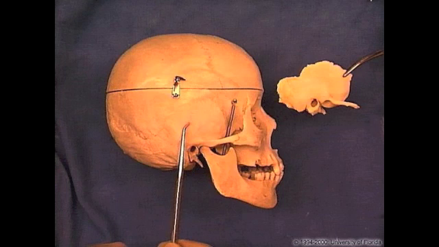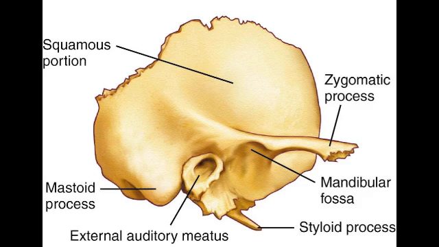The temporal bones are inferior to the parietal bones, and they encompass the area around the ears. The primary landmarks include the zygomatic process. Inferior to the zygomatic process is the mandibular fossa that articulates with the mandibular condyle on the lower jaw. The external auditory meatus is the ear hole, and just posterior and inferior to that is the mastoid process.